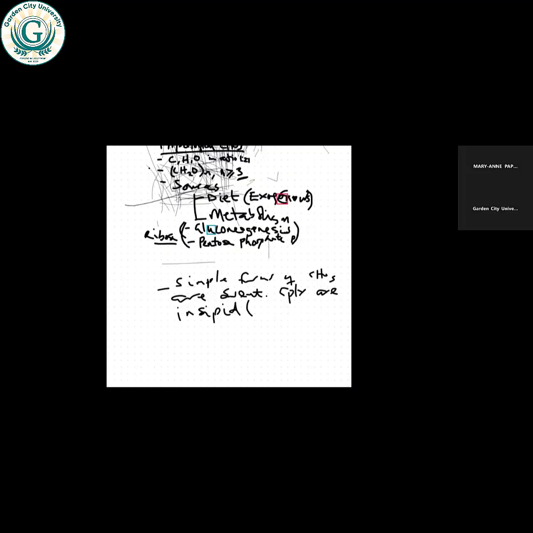So simple forms of carbohydrate like glucose, like fructose, these are very sweet, but complex forms or polysaccharides like starch, like glycogen, and etc. are not sweet, but rather insipid. Let me ask you this. Is there anybody among you who has ever tasted custard without sugar?